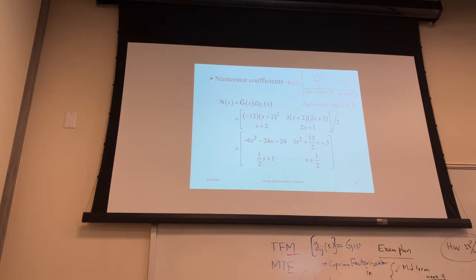But we need to write this one in the matrix form, so we're collecting the terms. For the s squared term, we should have -6, 3, 0, 0. For the s term, it is -24, 15 divided by 2, half, and 1. So we can write n of s as: first s squared with -6, 3, 0, 0, then the s coefficient, then the constant. This is my s. So the numerator is in matrix form, and the denominator is dg.